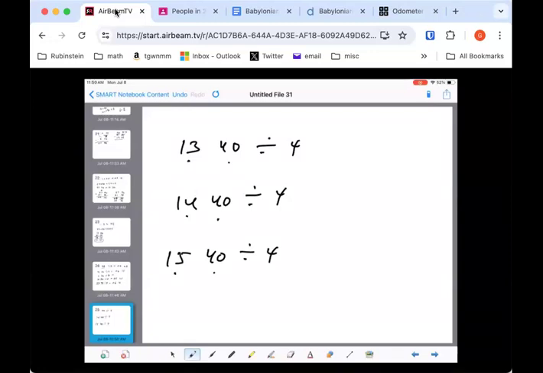Why don't you take 5 minutes to ponder how you think you do these 3? I'll give you time to think about that. And those are the next 3 questions on the Desmos.